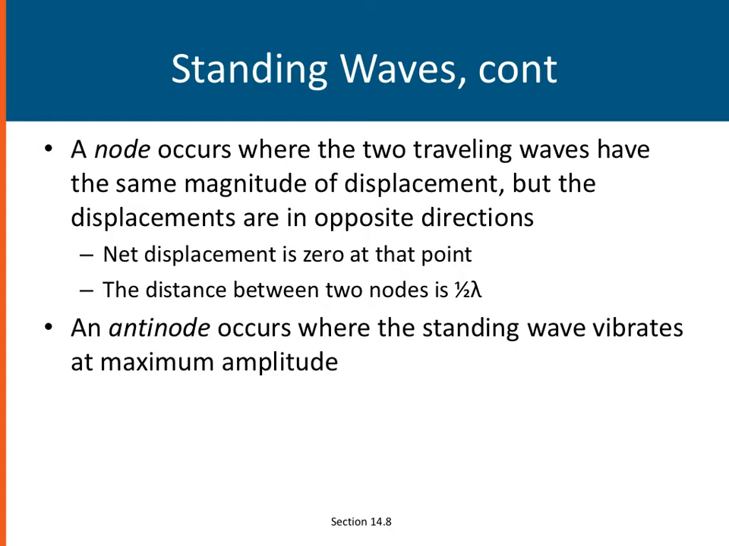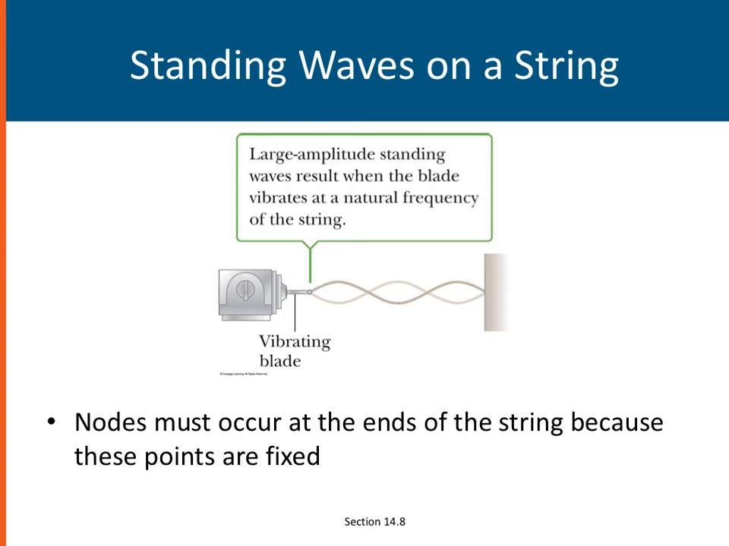An antinode occurs when the standing wave vibrates at a maximum amplitude. And I'll show you guys pictures of this so that you can see what it actually looks like. But the antinode is when it has the maximum amplitude. So in this picture, the nodes are these pieces right here, the little spots where it's 0. And the antinodes are these big high pieces. Those are antinodes.